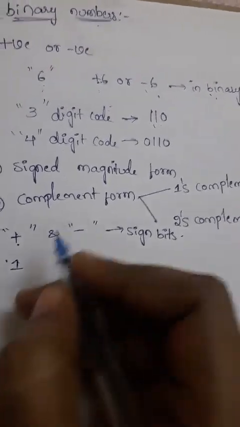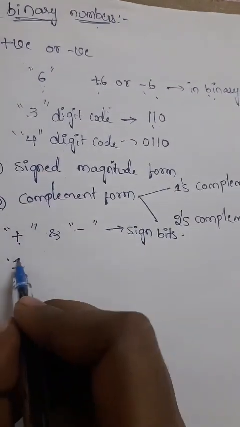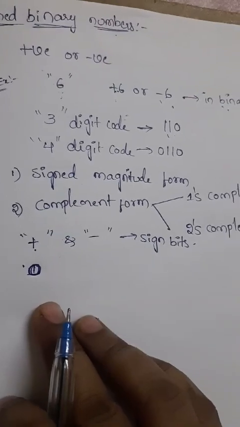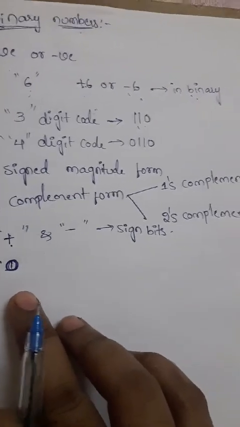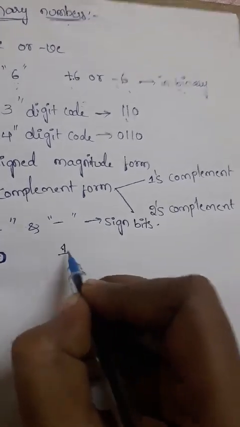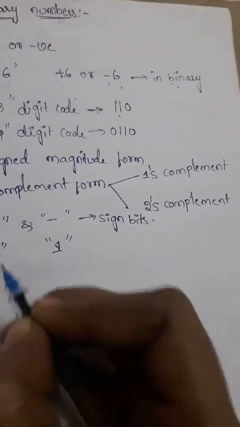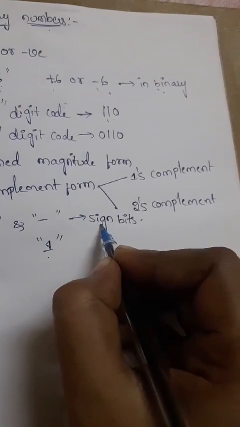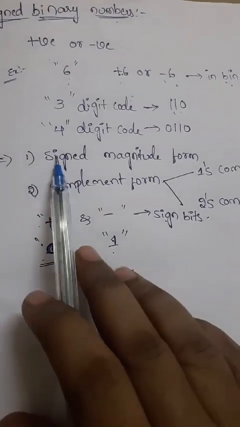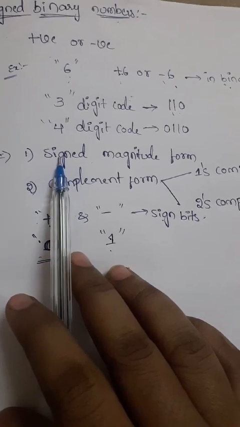Okay, sorry, in binary form the positive sign can be represented as 0, and the minus sign is considered as 1 in binary. These two we can call the sign bits. Remember the point: whatever form we use, we can implement it for any number.